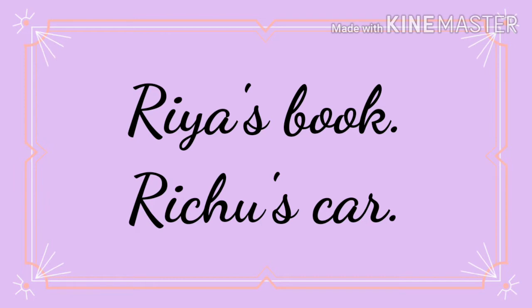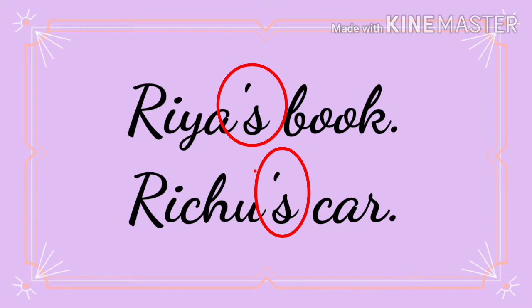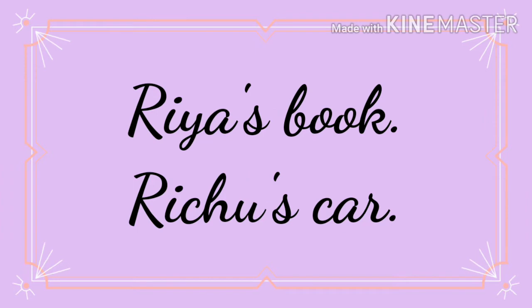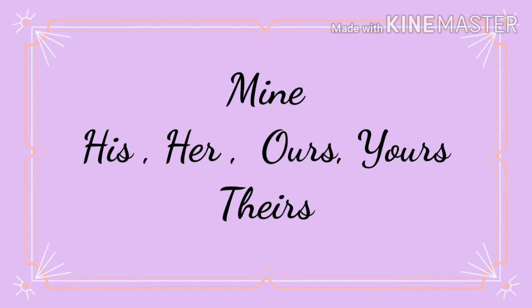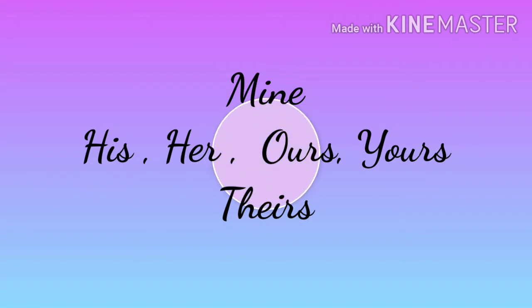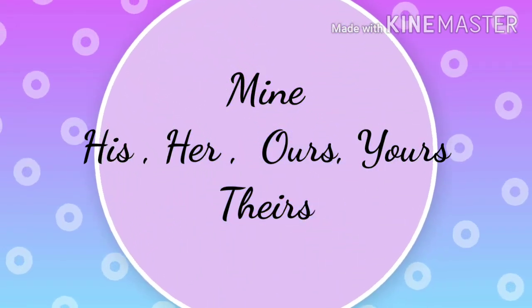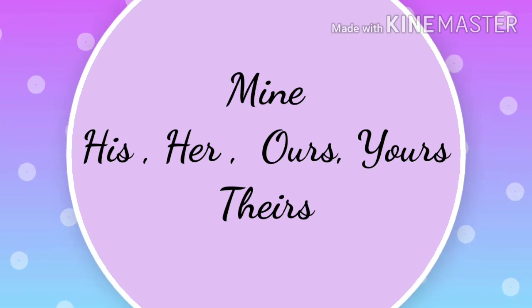Children, in your lower classes, you already learned about possessive nouns. Yes, we know we use an apostrophe with a noun to show possession or ownership. But in the case of possessive pronouns, we use mine, his, hers, ours, yours, theirs to show possession or ownership. These words show possession, so they are called possessive pronouns.